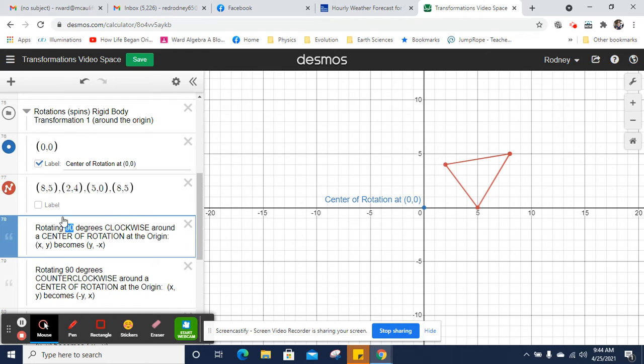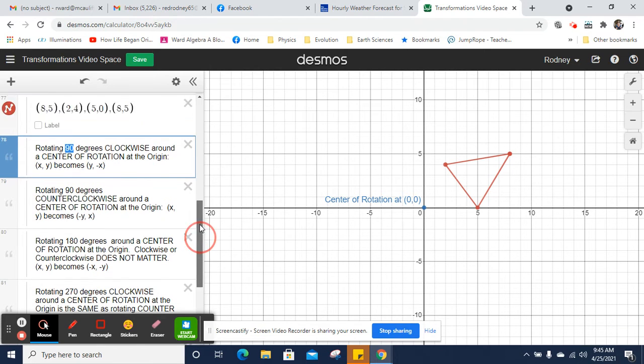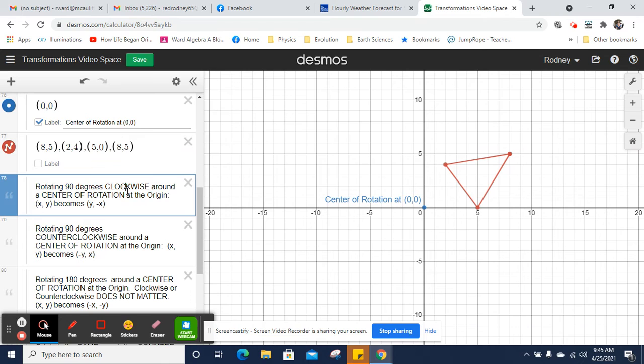We'll also do 90 degrees counterclockwise, and then finally we'll do one that's 180 degrees around that center of rotation at the origin, and then finally I'll do one that's 270 degrees. I'm going to steer clear of rotations that are 45 degrees or 30 degrees.